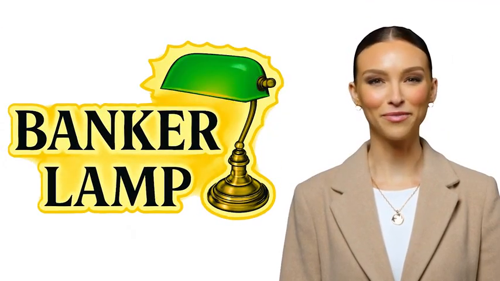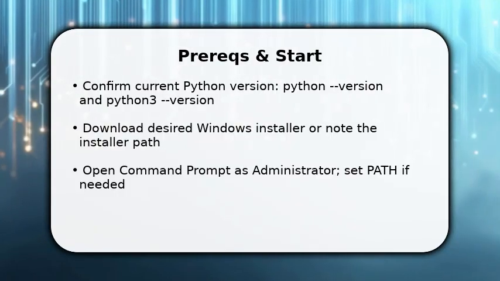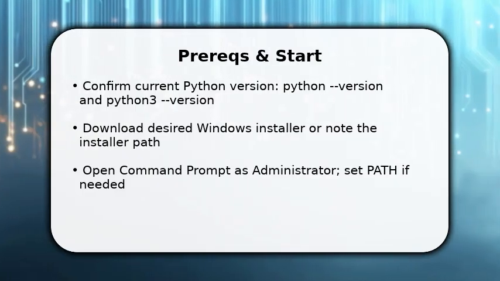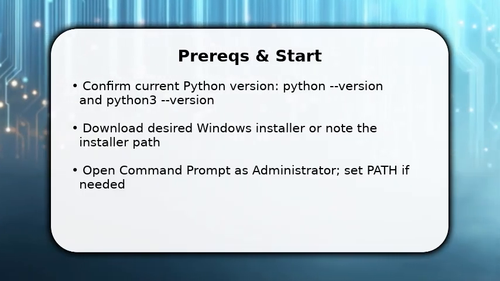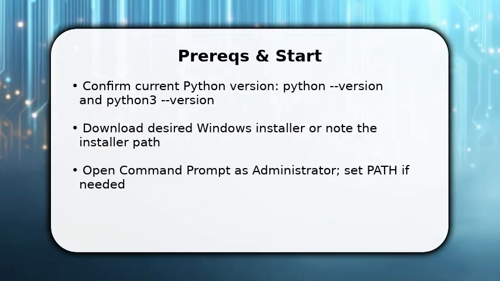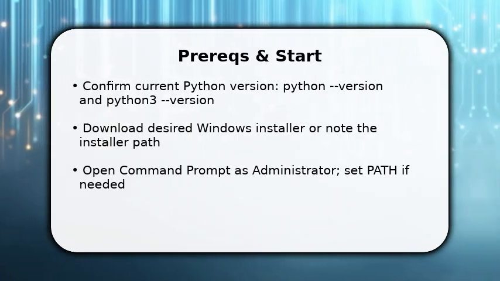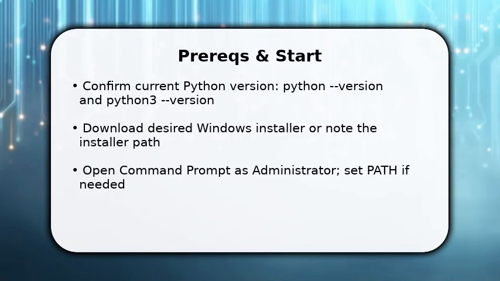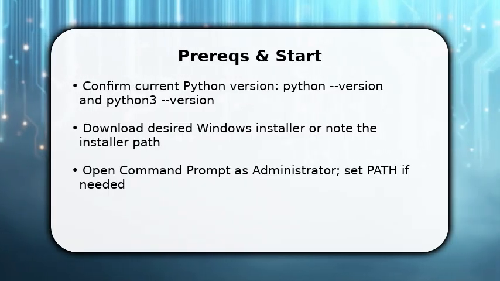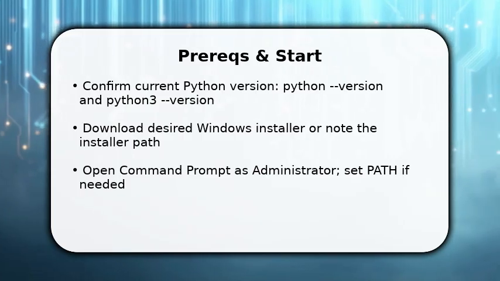Please enjoy the video. You begin by confirming what's installed. Run python --version and python3 --version to see the baseline. Once done, place the new installer in a known folder or remember its download path, and open Command Prompt as administrator so installs can modify the system PATH.